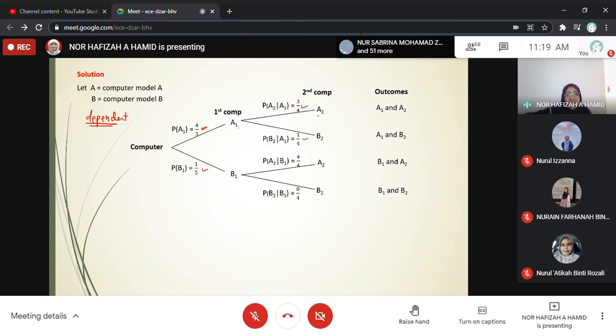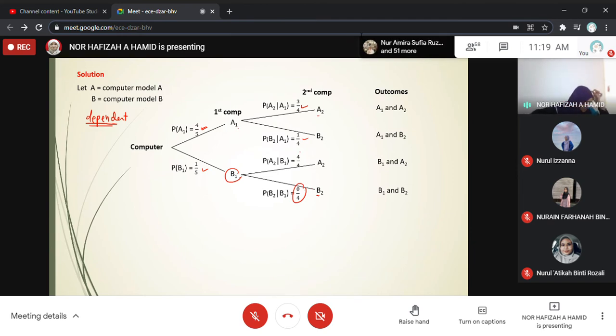For the second branch it is the same. We have B1 as 1/5. For the last one below, the probability for B2 given B1 is 0, because for model B we have only 1 computer. If there is only 1 computer, it is impossible to select 2. That is why for the second selection it becomes 0, because it is an impossible event.